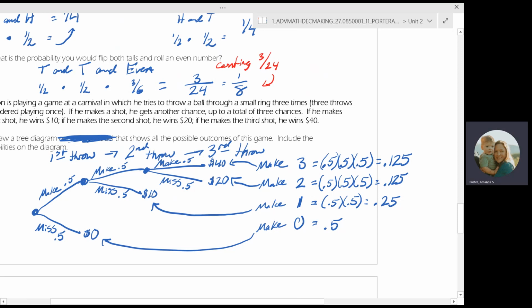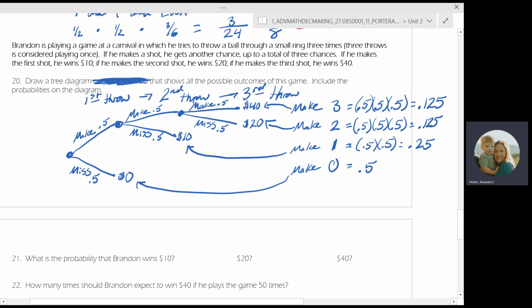Now, let's talk about what the question's asked. Okay, what's the probability that Brandon wins $10? Well, I already calculated it. It's 0.25. What is the probability that he makes $20? 0.125, and $40 is 0.125 as well.